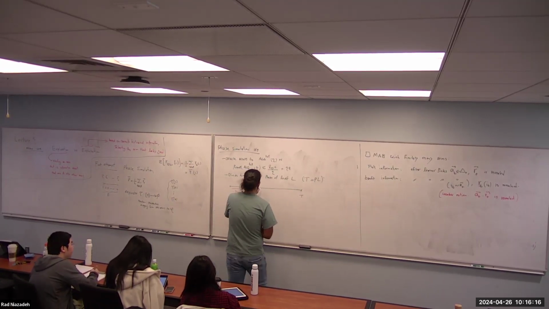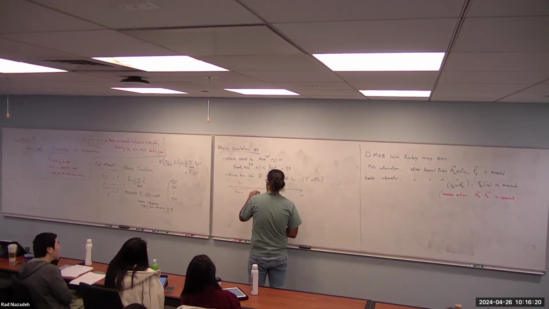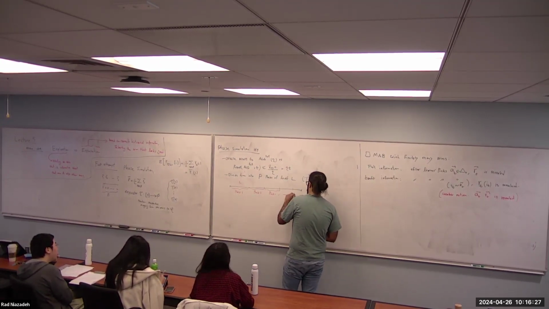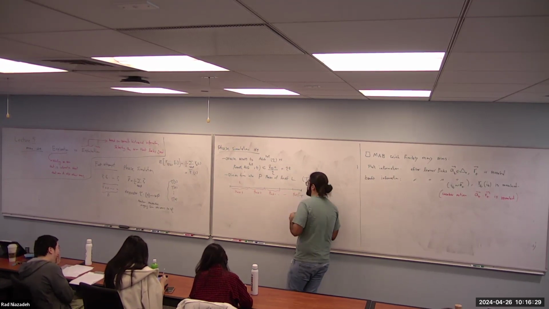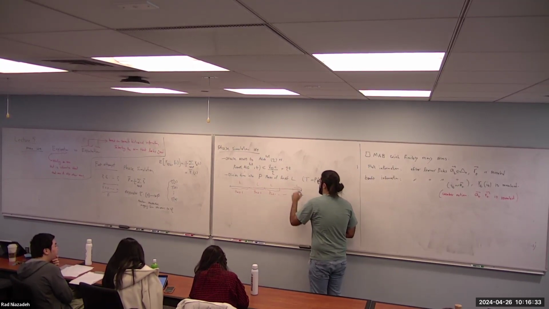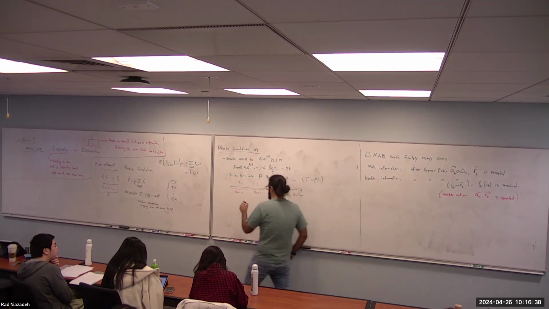Phase 1, length L, phase 2, phase 3, phase T. All of them have the same length L. Let me define a notation.